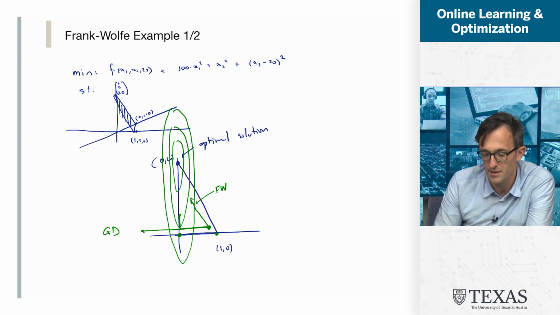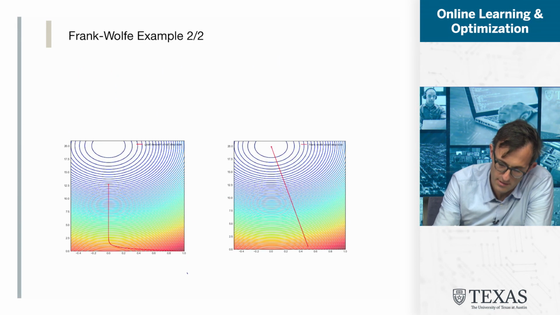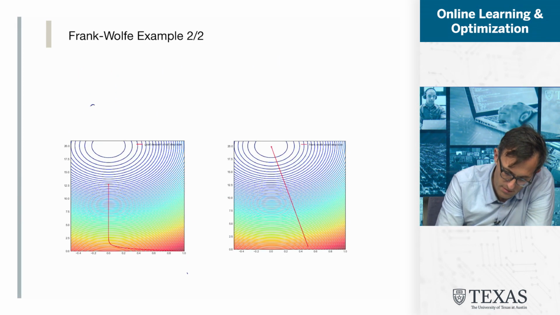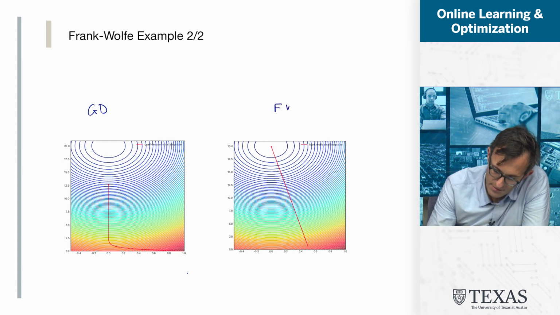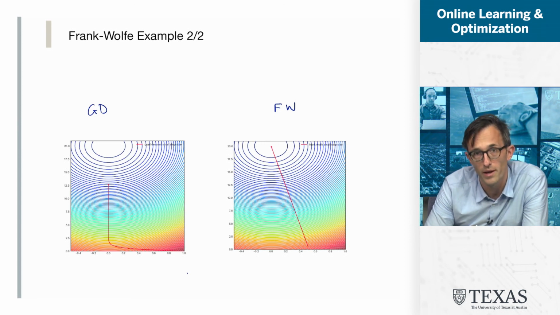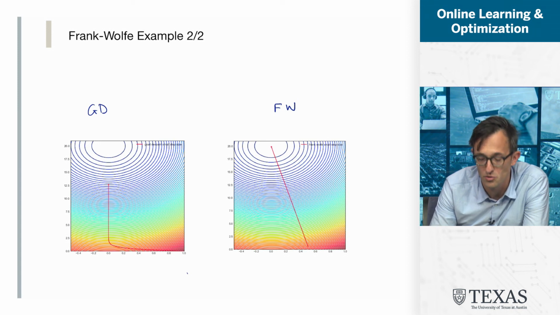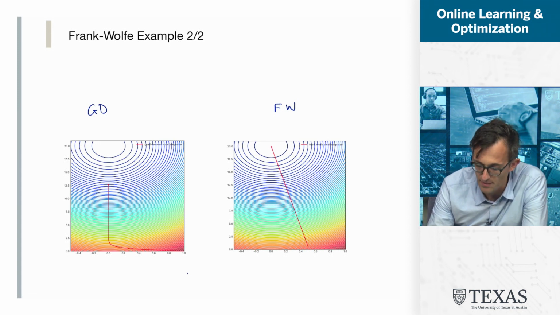So I actually plotted this. Let's see this in action. So this is gradient descent, and this is Frank Wolfe. You can see that the optimal solution is basically at the point 0, 20. I plotted this in 2 dimensions in both examples.